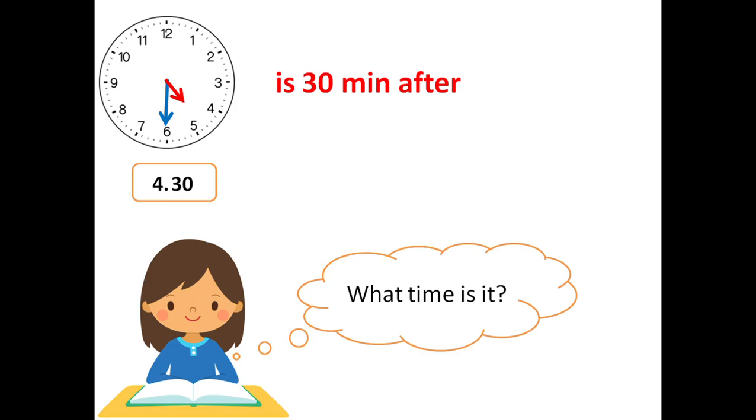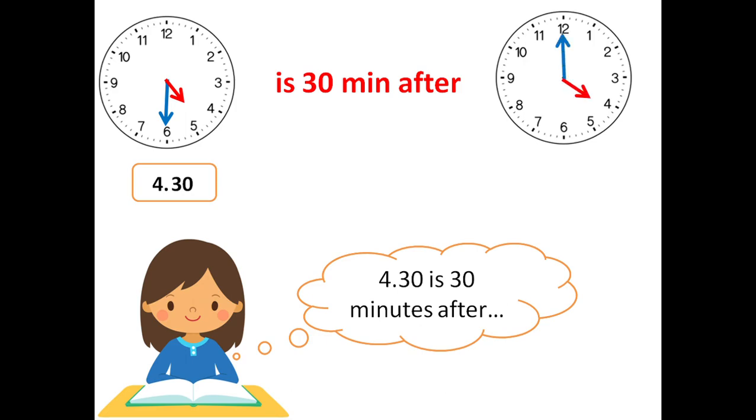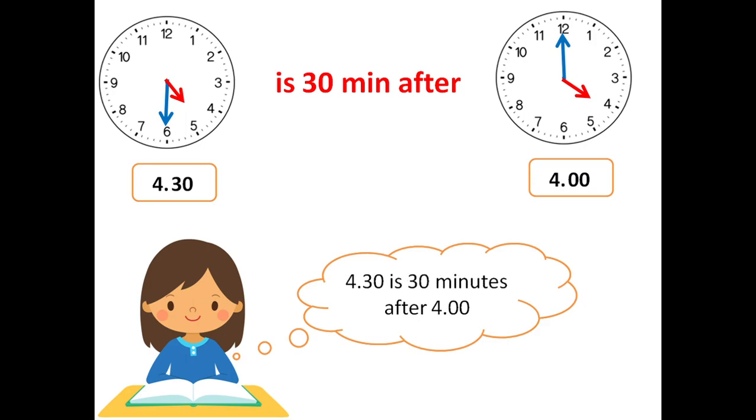4:30 is 30 minutes after, because the question is 30 minutes after. So you need to move the longhand only. So now the longhand is in 12 and the shorthand is still in 4. So what time is it? Shorthand is in 4, so you write 4. And the longhand is now in 12, so you write 00. So 4:30 is 30 minutes after 4 o'clock.